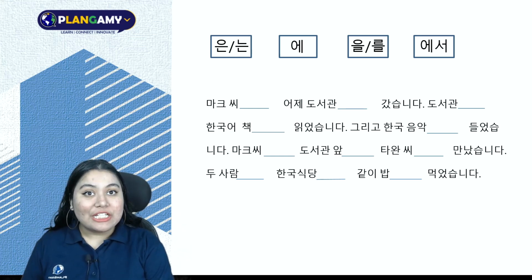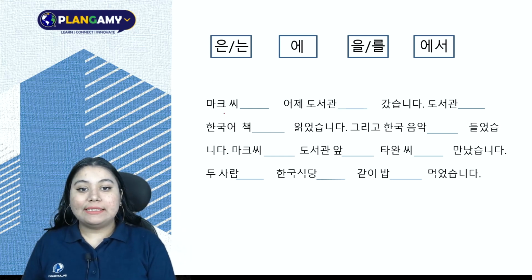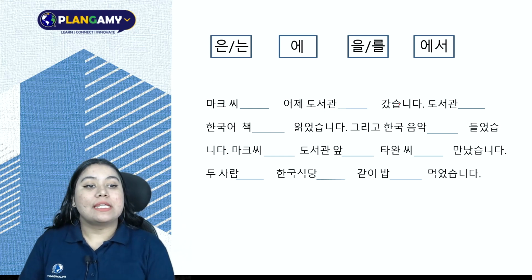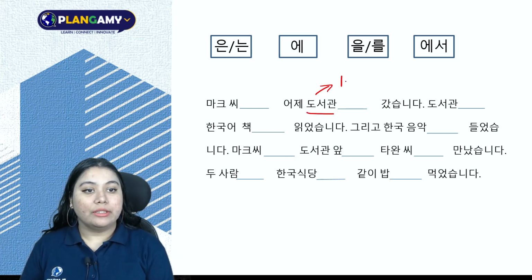So in this question we need to fit the markers in the paragraph. Let's see. 마크 씨 어제 도서관 갔습니다. So the sentence is ending with formal 가다 and 도서관 is a library. So I need to add markers in these two spaces. Let's see what we're going to add.